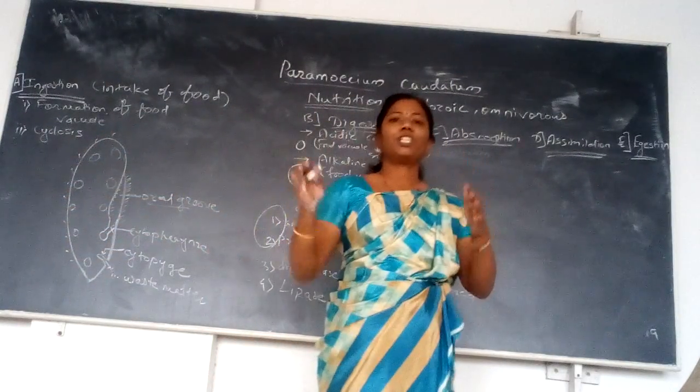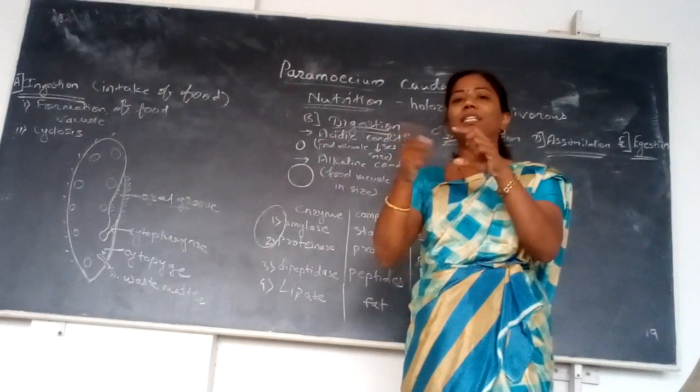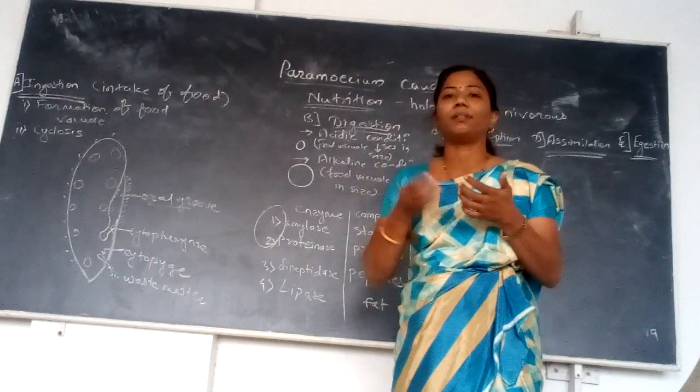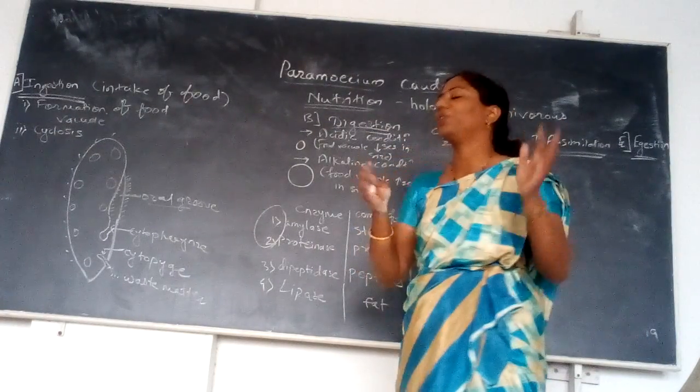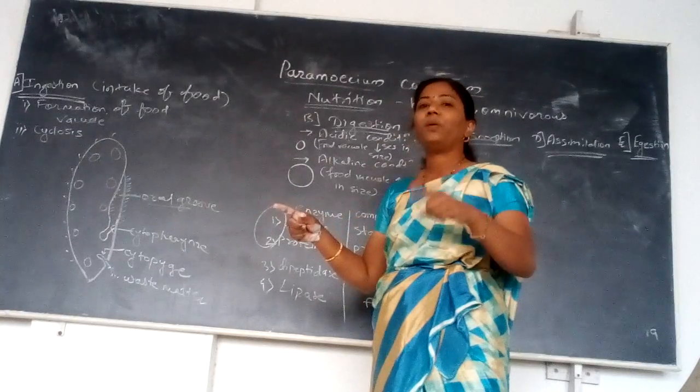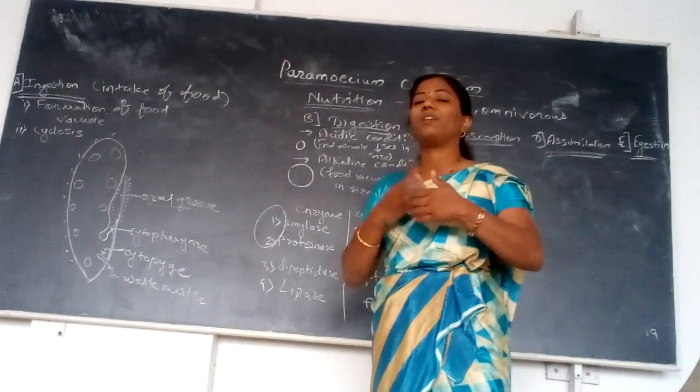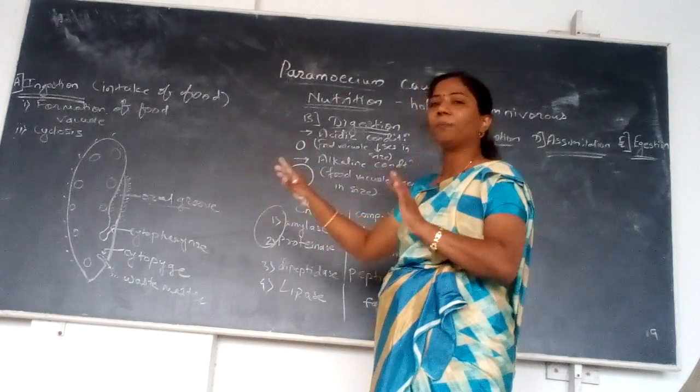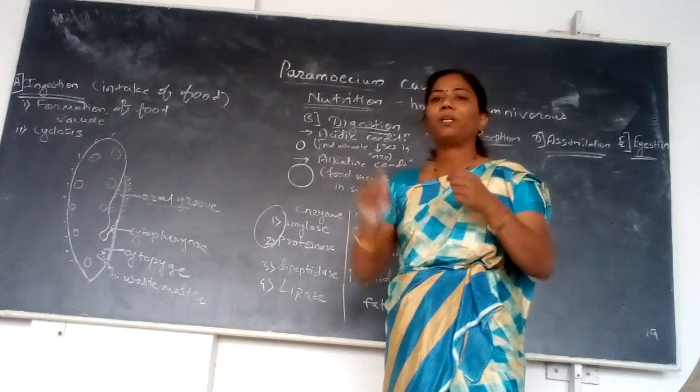The cilia on the oral groove show fast movement compared to the other cilia on the rest of the body. We call it the beating movement of the cilia on the oral groove, which is very fast as compared with the remaining cilia. Due to that, what happens?